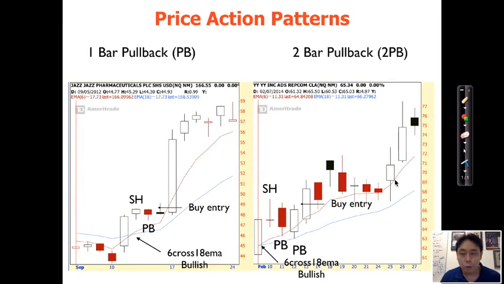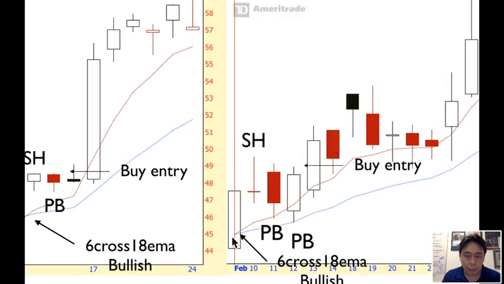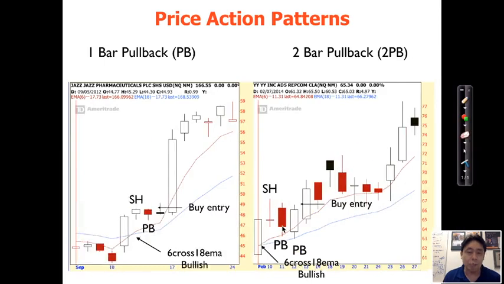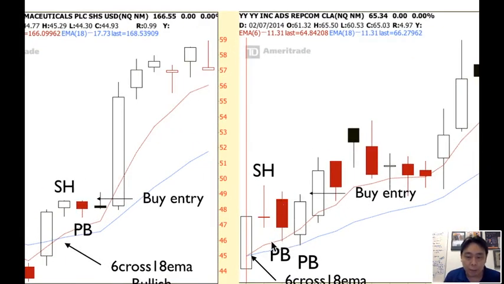Here's an example of a two candle pullback. Again, we've got a 6 crossing above the 18. That's a bullish signal. Right after that signal, we've got a swing high. That's your swing high. Right after the swing high, we have got a pullback, right? Lower high, lower low. And the best kind of pullbacks are the ones that rest on the moving average. Those are the best ones because it shows it's got a level of support, right? So this pullback, you can see, is being supported by the 6 EMA. That is beautiful. Love that, right?